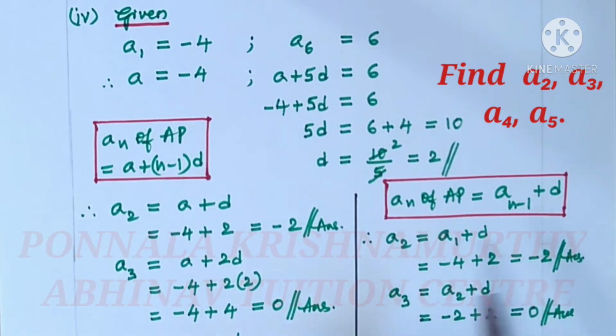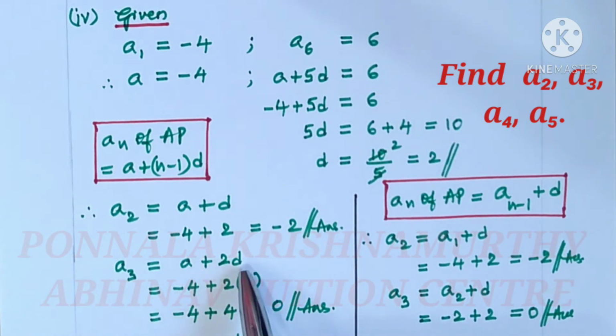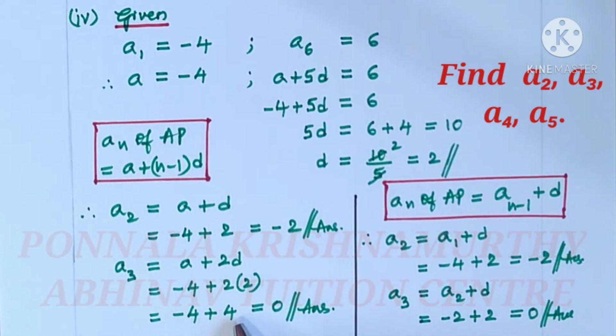Answer. In this method, a3 equal to a plus 2d. That is 3 minus 1 into d. That is equal to minus 4 plus 2 into d, which is 2. Minus 4 plus 2 2s are 4. Minus 4 plus 4 are cancelled. Now this is equal to 0. a3 equal to 0, answer.